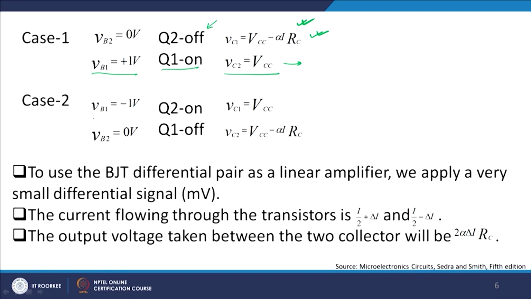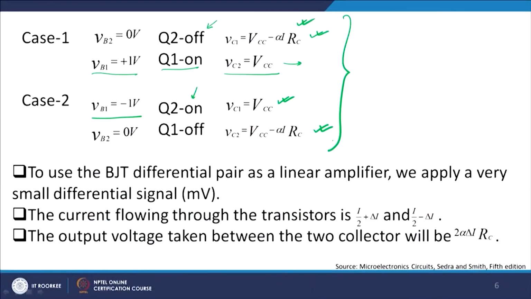In case 2, when VB1 is equal to minus 1 volt, Q2 will be on, as I discussed with you, and therefore Q1 will be off. Q1 off implies that VC1 will be equal to VCC, and Q2 on implies that VC2 will be equal to VCC minus alpha I RC. So, all the current is routed through Q2 now. So, there are two cases across which the differential amplifier works.